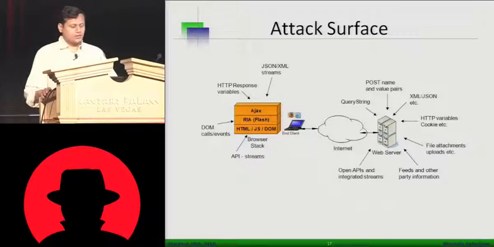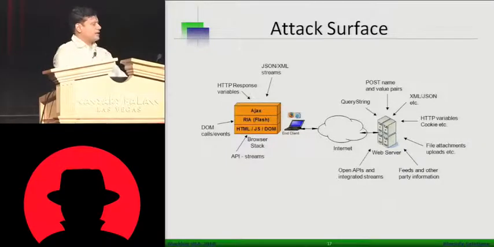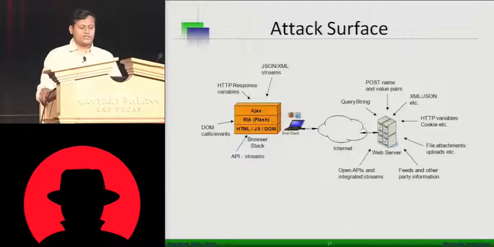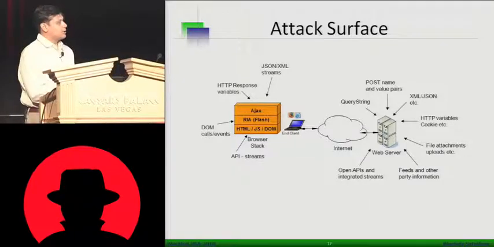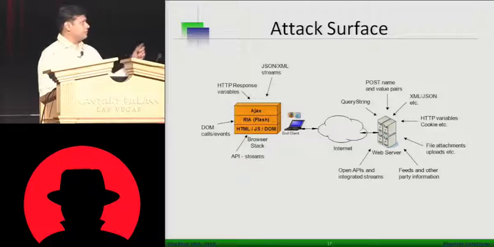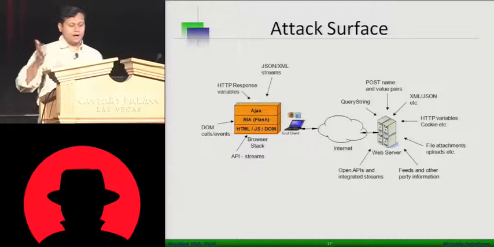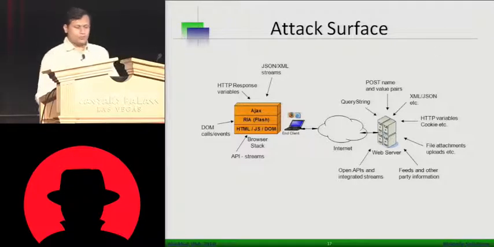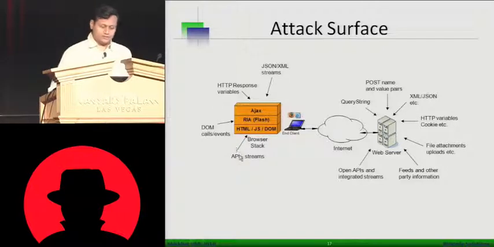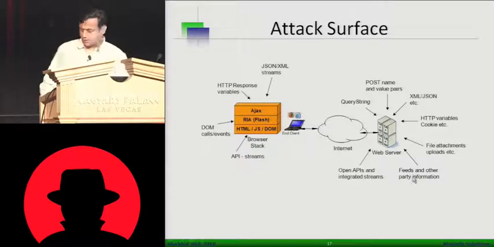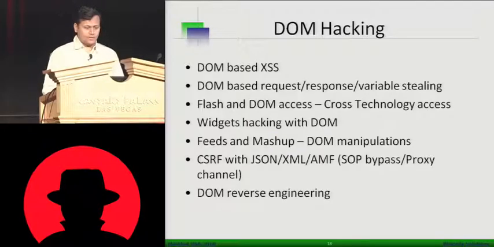The attack surface is like this: if you take the client-side attack surface in a browser, you have AJAX, RIA, HTML, JS, DOM, etc. And on the server side you have query string, post name, XML, JSON, etc. These are the typical attack surfaces on a server and client side. Definitely we are going to focus on DOM calls and events, but there is still an implication of DOM calls to the backend XML and JSON. So I will be focusing on this particular section here and this particular section over here. Else, there are some components which deal with feeds and third-party information as well. So this is our attack surface which we are looking at.